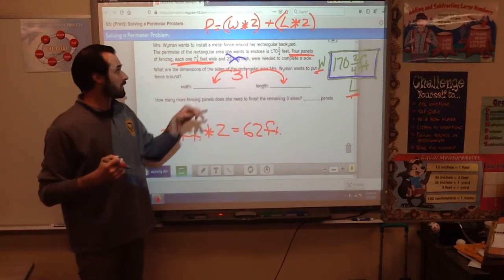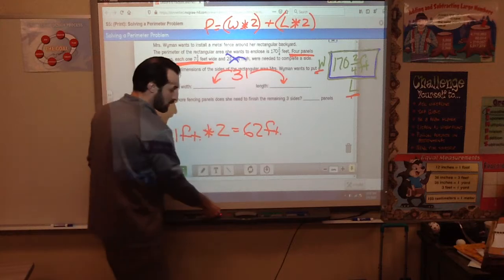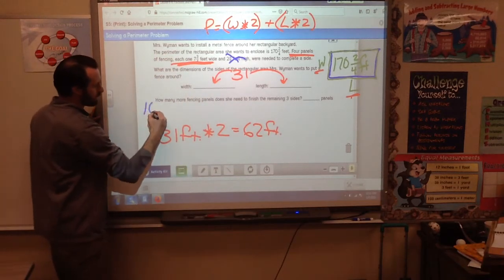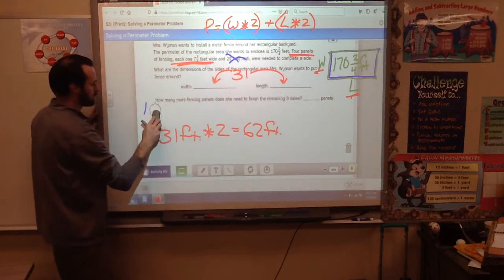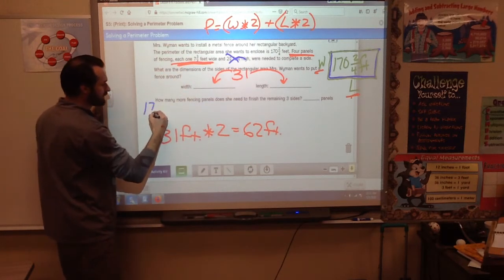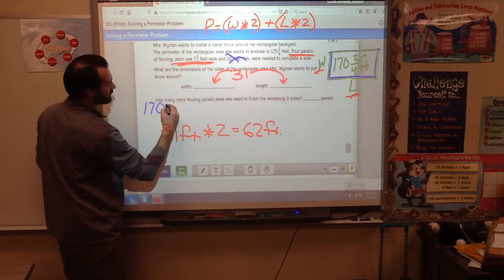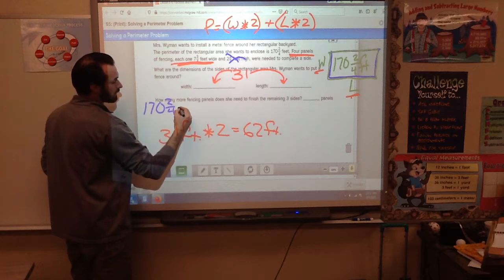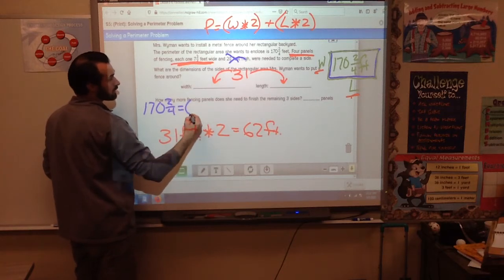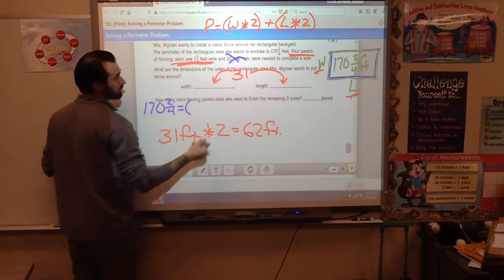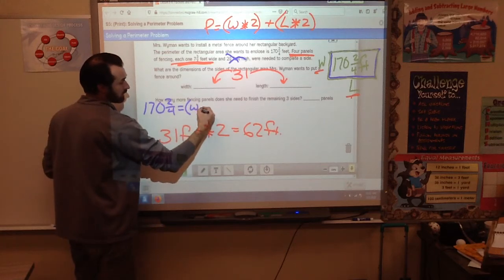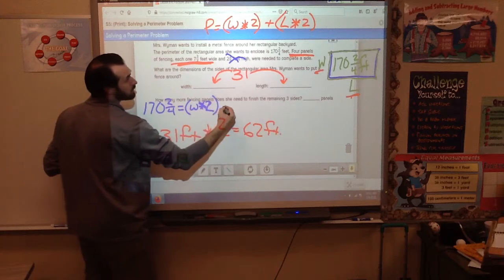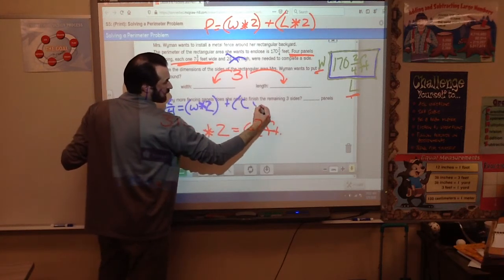So either the 2 times, we can do this equation. This is the basis of algebra, guys. The perimeter is 100, oh, I almost messed that up. This equation would be 170 and 2/4 equals, now we know that one of these is width times 2 or length times 2.